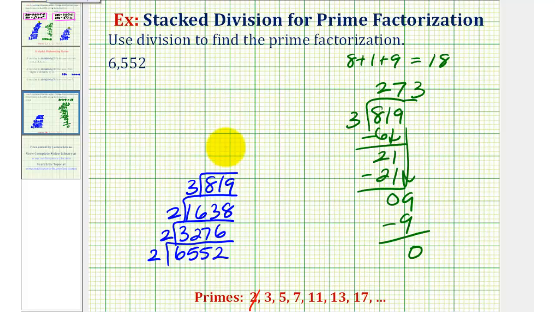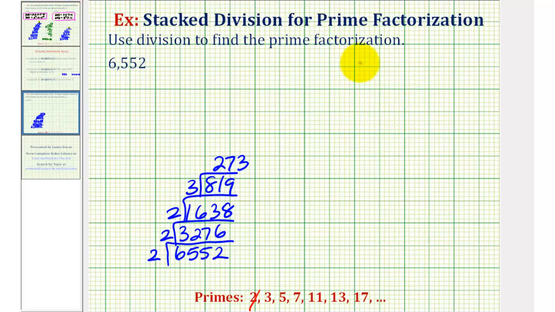So now we have 273. We should recognize that we can divide by 3 again, since 2 plus 7 plus 3 is equal to 12, and 12 is divisible by 3, therefore so is 273. So we'll divide by 3 again. This one we can probably do without showing work. There are 9 3's in 27, and there's 1 3 in 3. Notice 9 plus 1 is equal to 10, which is not divisible by 3. So 91 is not divisible by 3, so we're done with 3. 91 does not end in a 0 or a 5, so it's not divisible by 5. Let's go and see if it's divisible by 7.